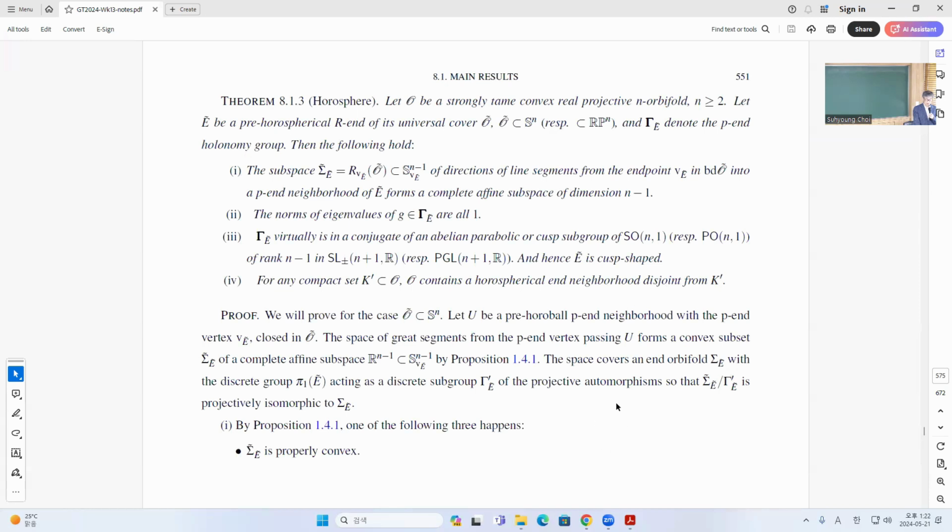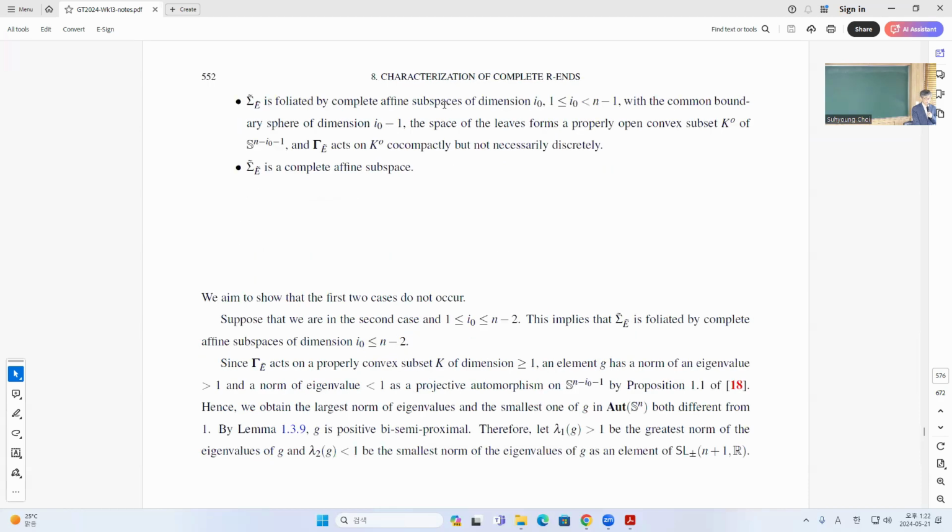Okay, so the basic proof is that first of all, we want to consider what happens with this sigma tilde, whether this is a complete affine space or not. Okay, so that's what we want to do first. So suppose it's properly convex, or maybe it is fibered by complete affine spaces, or it is the complete affine case. So we show that the first two cases cannot occur. So the only case is complete affine.